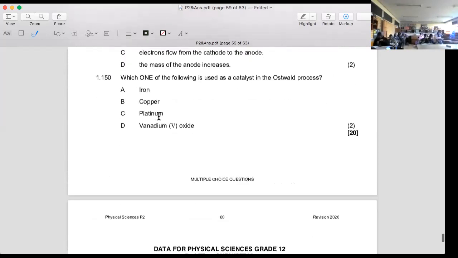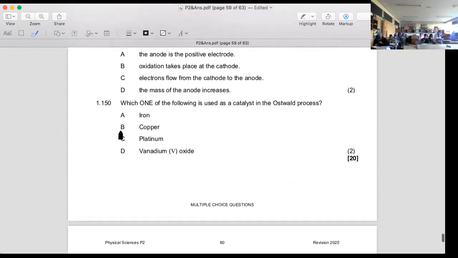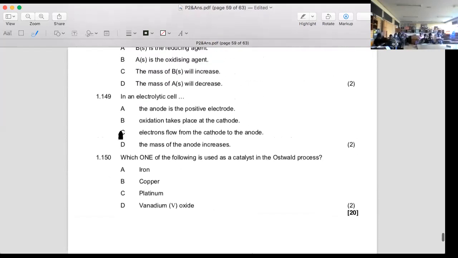So do from 150 backwards. Just the questions on fertilizers and cells. And then if you've got a question, you can just shout it out and ask.